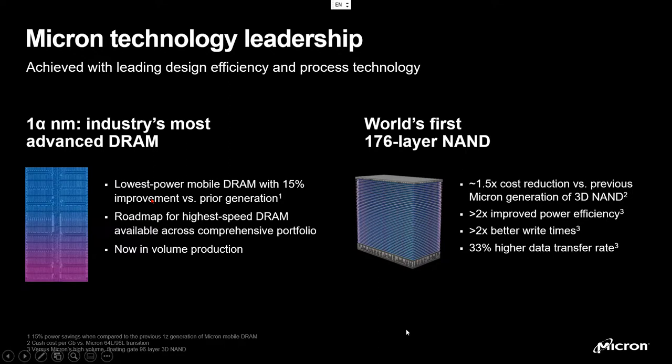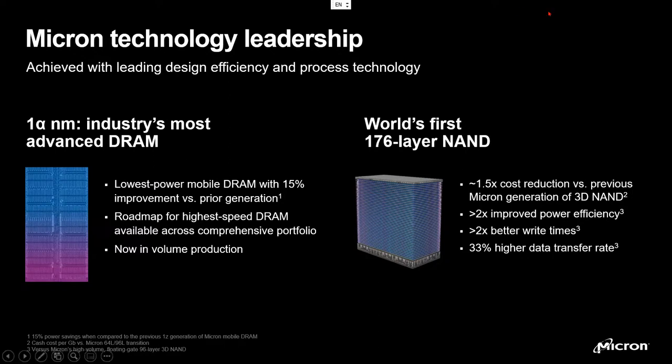From the first point, if your application is low power, maybe a mobile DRAM for handphone, we have a 15% improvement versus the prior generations. So it means greater power saving. At the same time, we also enable a roadmap for the highest speed DRAM across all the portfolio that we offer. And best of all, this product is now in volume production.